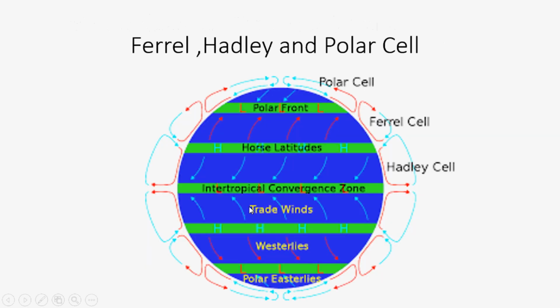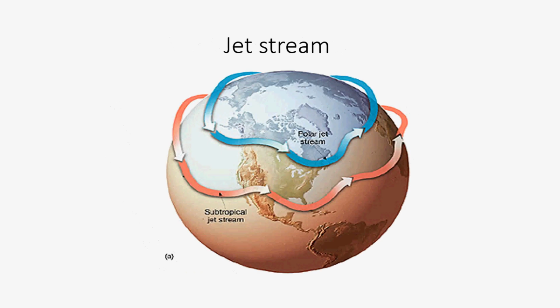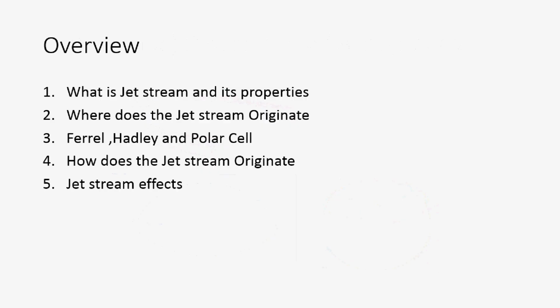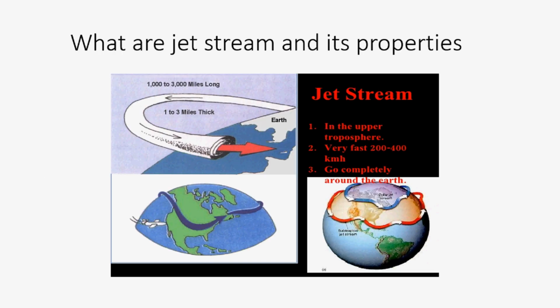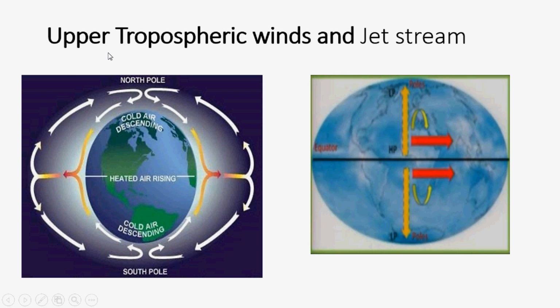So these are the basic things that we discussed, and I hope we have covered each and everything over here. First of all, just let me again take an overview. We discussed what jet streams are and their properties. We discussed where the jet stream originates. We discussed the planetary winds. We discussed various cells called Ferrel, Hadley, and polar cells. Apart from that, we also discussed upper tropospheric winds and jet streams.